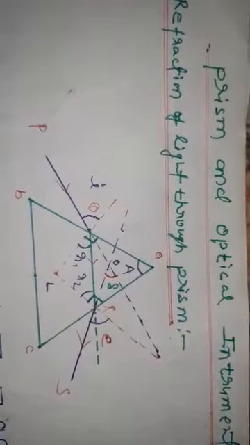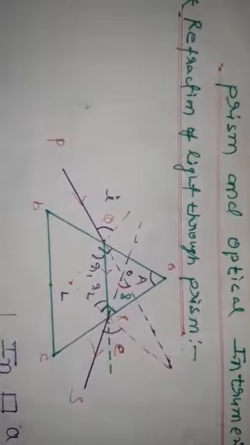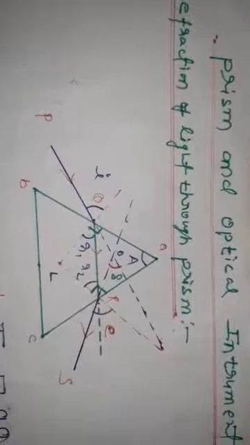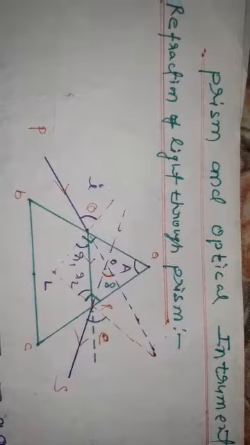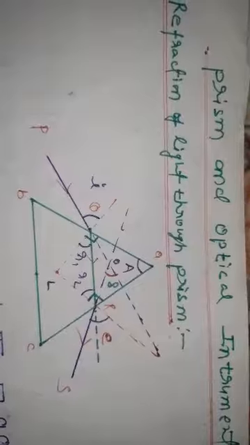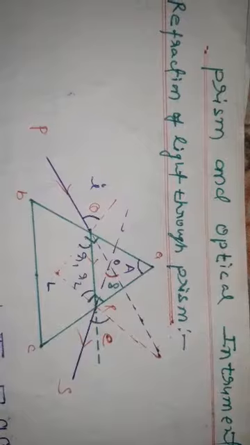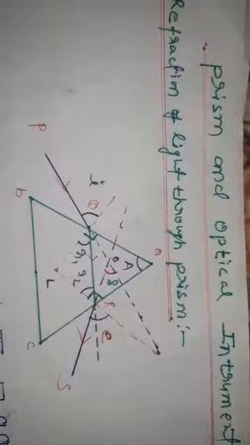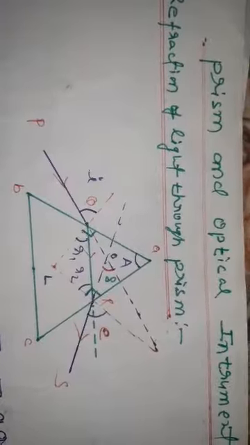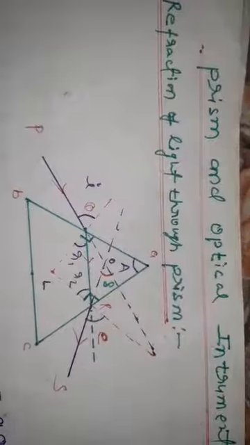In last class, we finished refraction through the lens. Okay, and now we are going to our next topic, that is prism and optical instrument. So we have finished our first part of ray optics in the last 10 lectures, and now we are going to the second part of this chapter. The second part is prism and the optical instrument. Okay, so the first topic is the refraction of light through the prism.